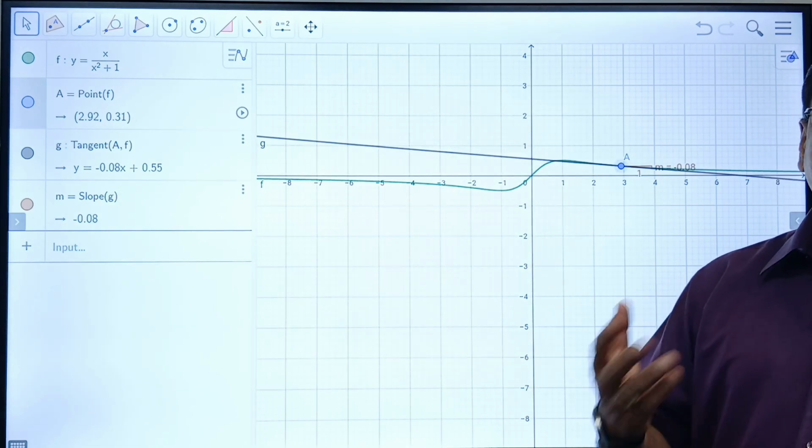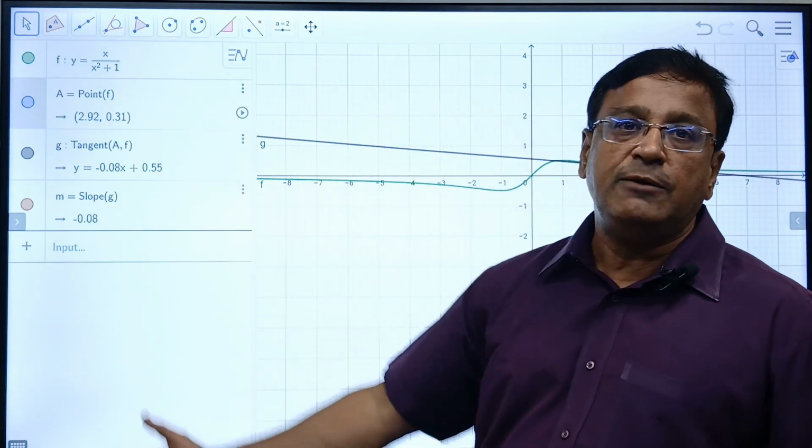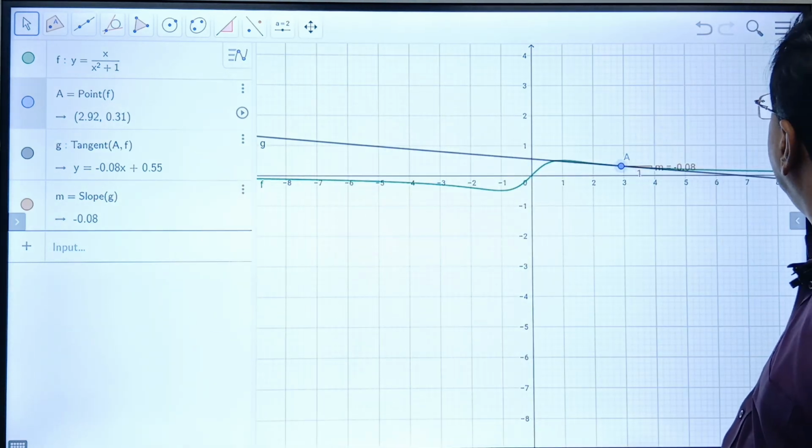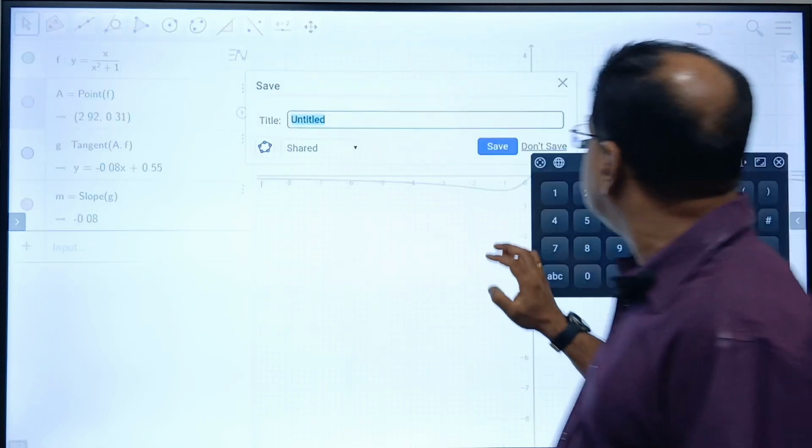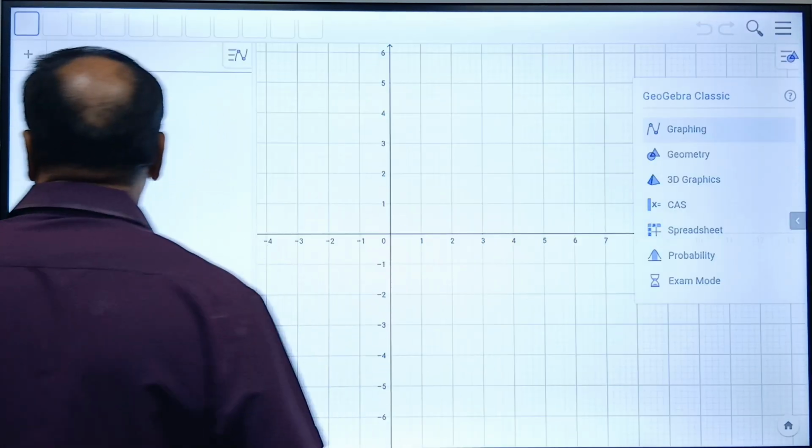Okay? So it's very easy. Visualization is very, very important. I hope this is useful to you. Okay? Okay, let's go to the next one. We'll go to the next problem.